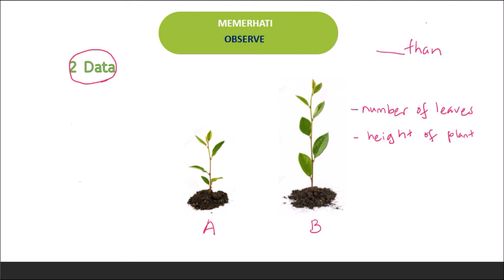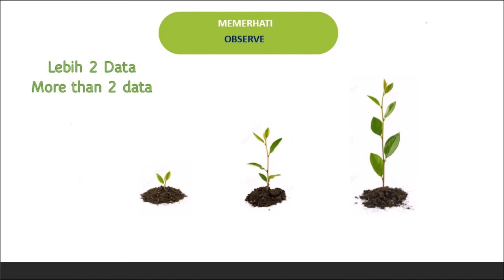Understand? Alright, next. When you've been given more than two data, for example, you got A, B, and C plants here. So how to answer this question? How to make an observation? To make this observation, we must use the superlative adjective. Remember in English, when you want to use the superlative adjective, that means you must add est.